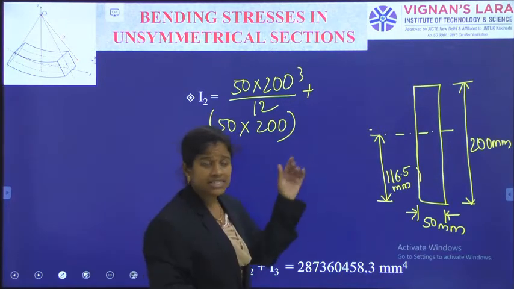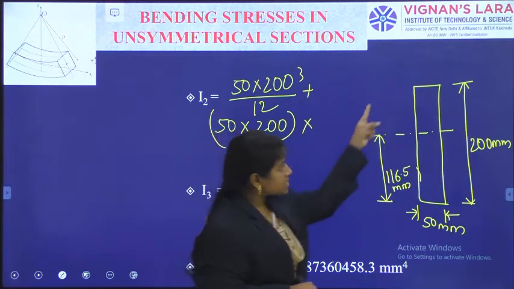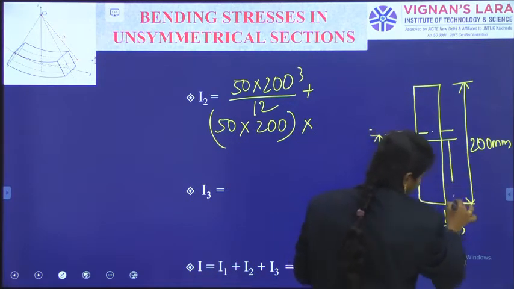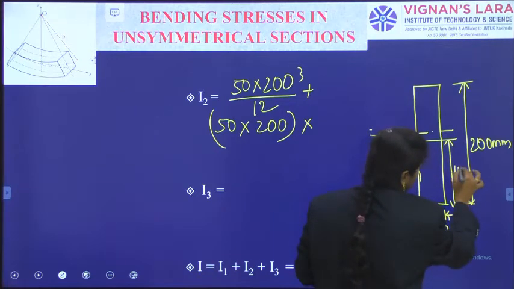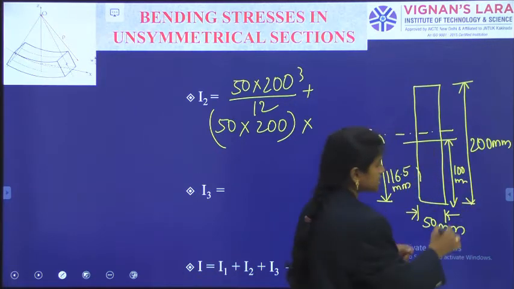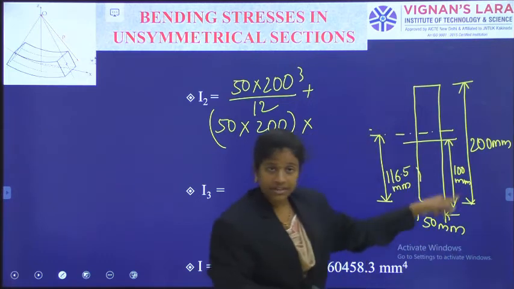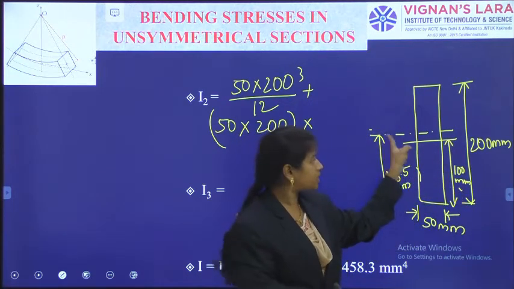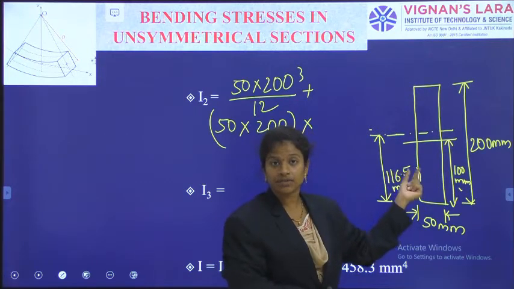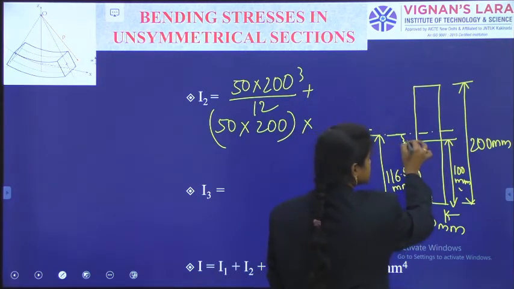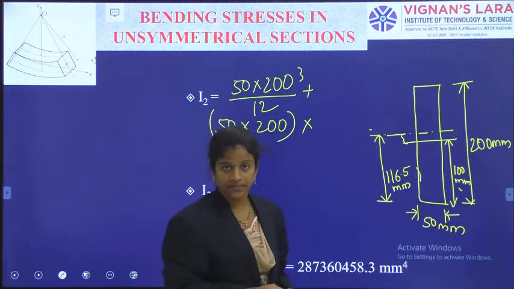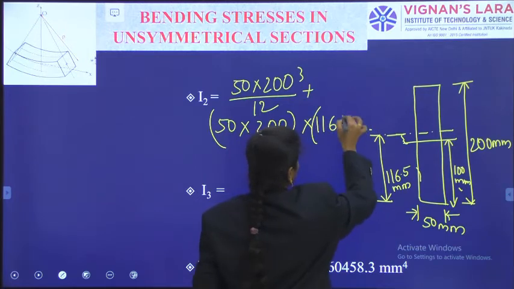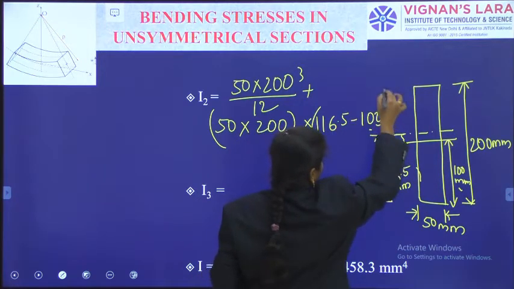Why am I writing this area? Because this original segment's centroid will be at 100 and 100, right? Only for the web portion, the centroid will be at 100 mm. But I am taking moment of inertia about 116.5. So, this perpendicular distance between these centroids, I will write as y. So, 116.5 minus 100 whole square.